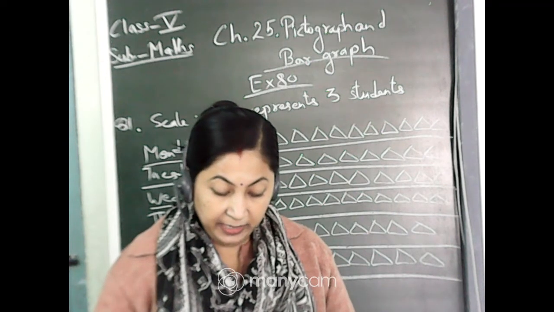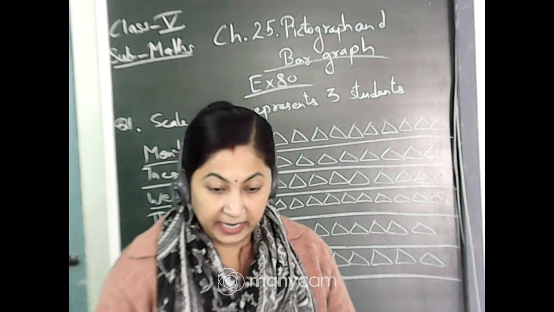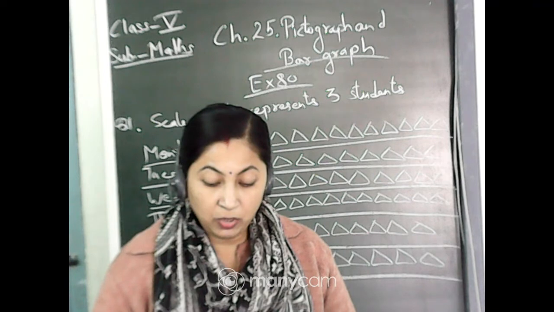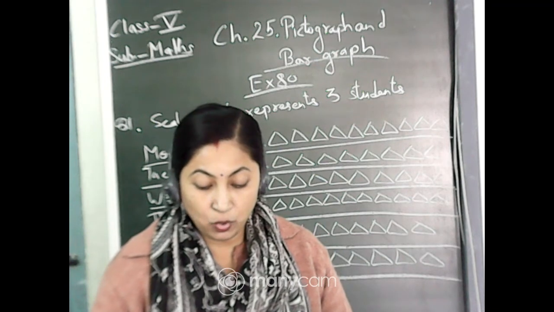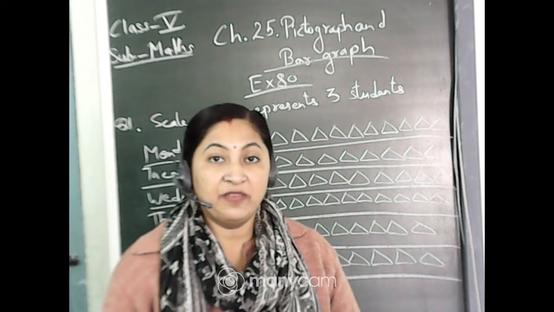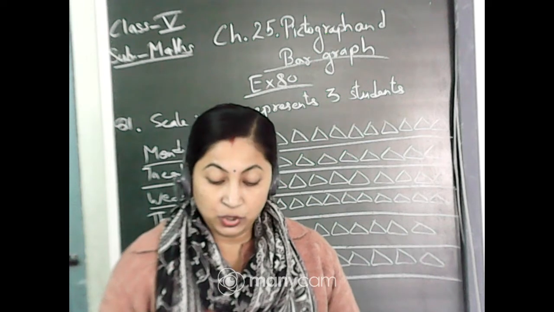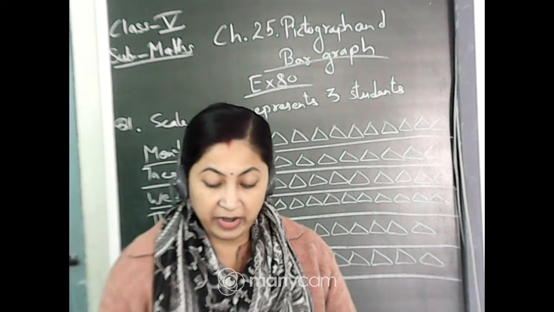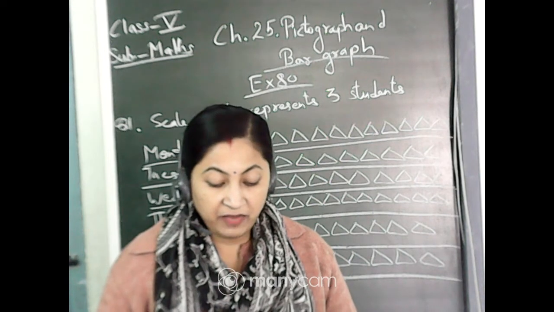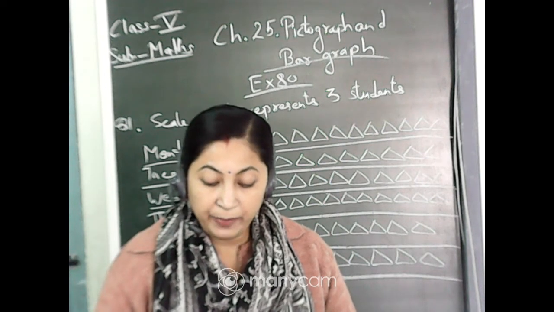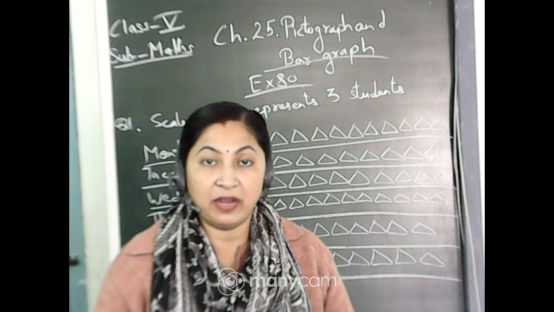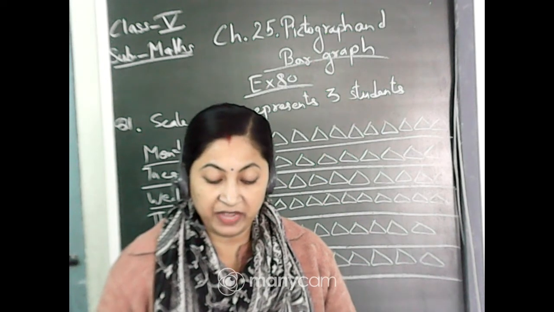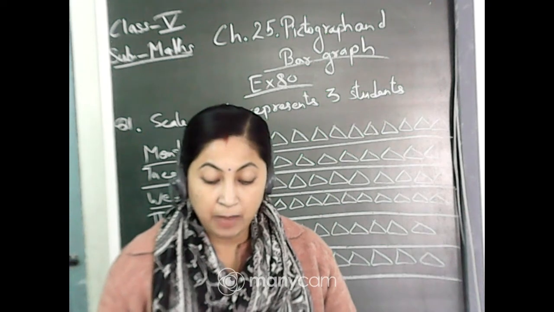Question number 3 is, the number of various types of vehicles running in a day on the roads of Meerut city is shown below. Now here the vehicles that are running, it is shown here. Cycle 800, scooter 500, cars 300 and buses 200. Convey the above information through a pictograph. Again you have to draw a pictograph and which represents the cycles 800, scooters 500, cars 300 and buses 200.